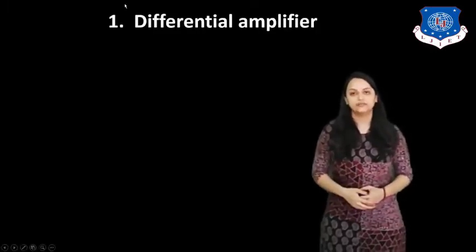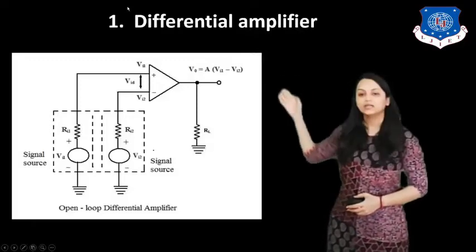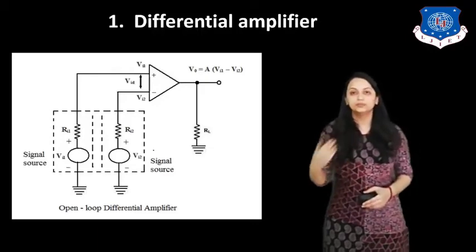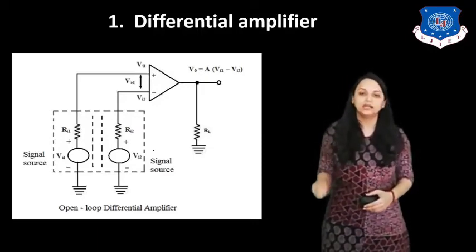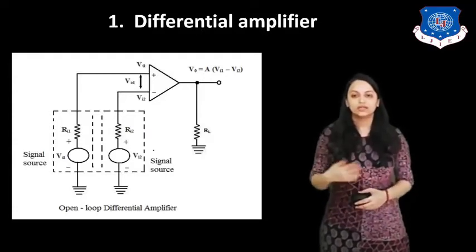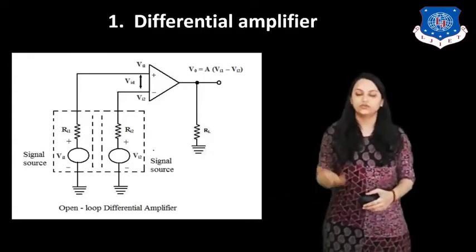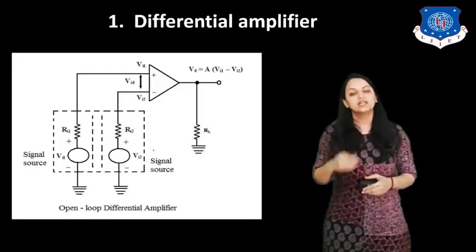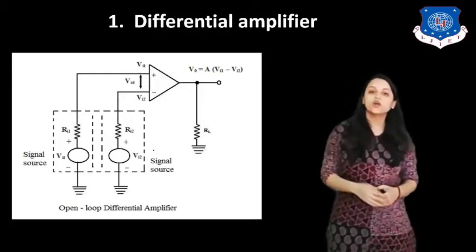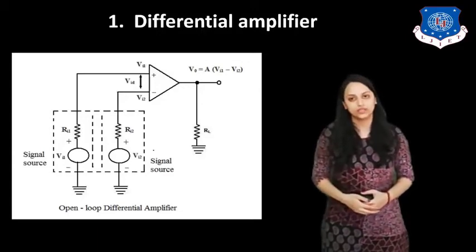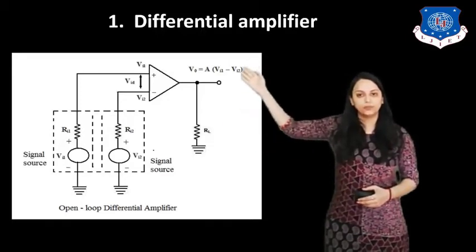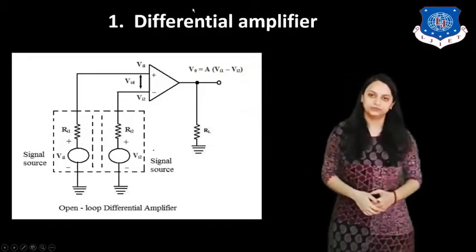So, first of all, let us see the first one, that is differential amplifier. Here the diagram of the differential amplifier is indicated. In this circuit, two different inputs are given to the positive and negative terminals, and we are calling them V1 and V2, or VS1 and VS2, source voltage 1 and source voltage 2, that are signal sources. The difference between these two terminal voltages is called VD. VD is the differential voltage. And at the output side, load resistance is connected as shown, and output is obtained in terms of the differential input.